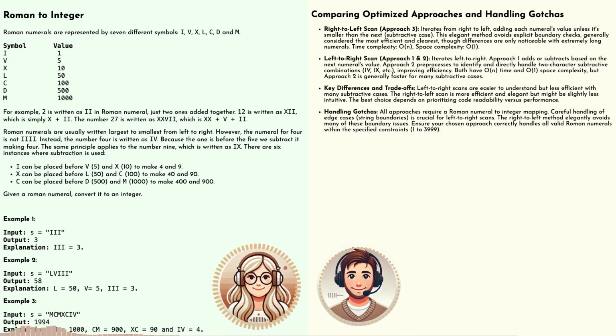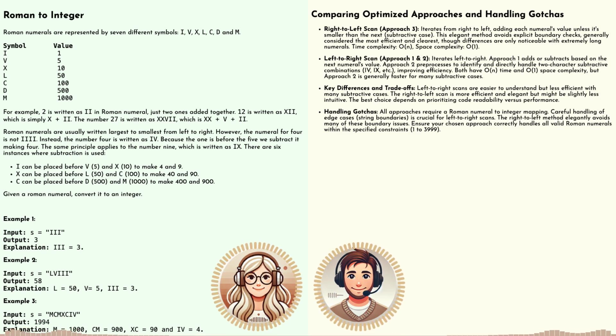Exactly. Now, before we jump into actually writing the code for these approaches, what are some common gotchas we should be aware of when working with Roman numerals? Yeah, like what are some mistakes that people tend to make? Well, one common one is forgetting to handle all the possible subtractive combinations. You know, it's not just IV and IX. Right. We also have to account for XL, XC, CD, and CM. It's easy to miss one of those. Yeah, and then you end up with a wrong result.